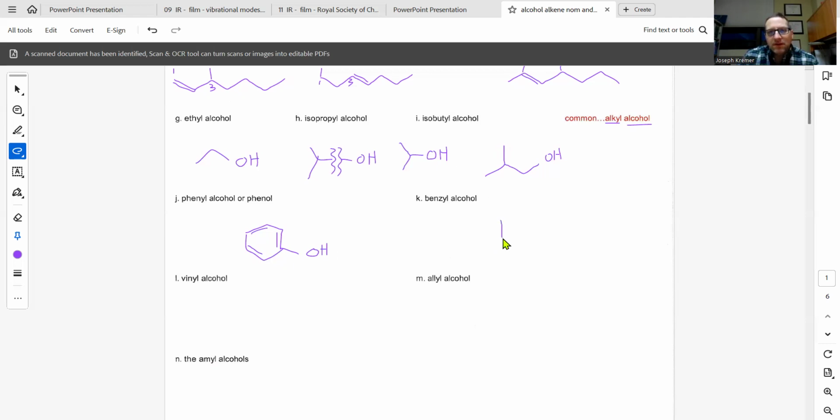Benzyl alcohol is 7 carbons strong, and it has like an elbow bend between the ring and the OH. We call it a methylene carbon. So now, putting in the double bond, that's benzyl alcohol. Vinyl alcohol, the letter V.